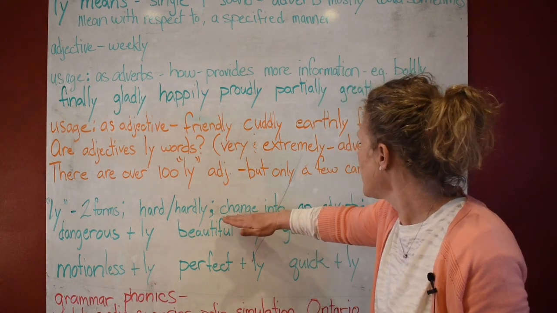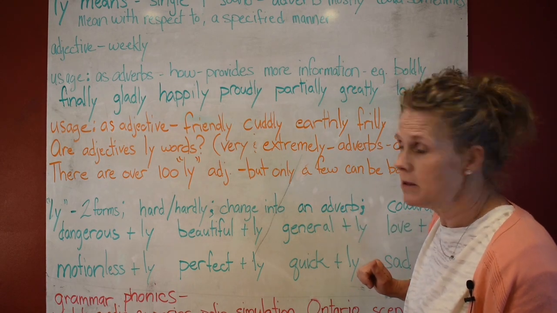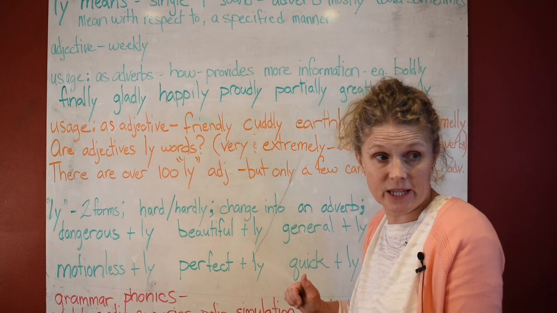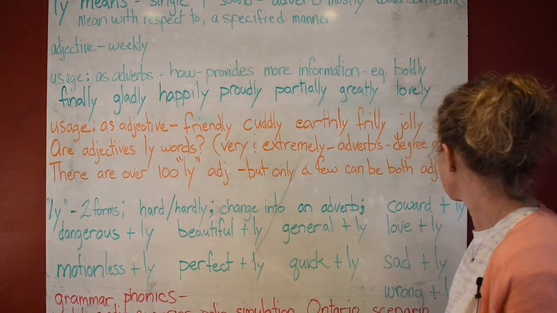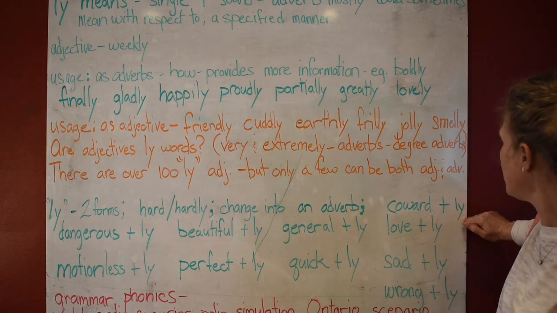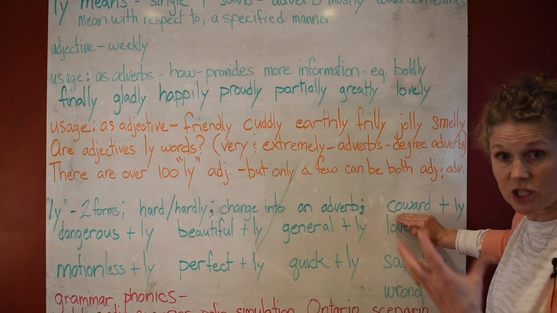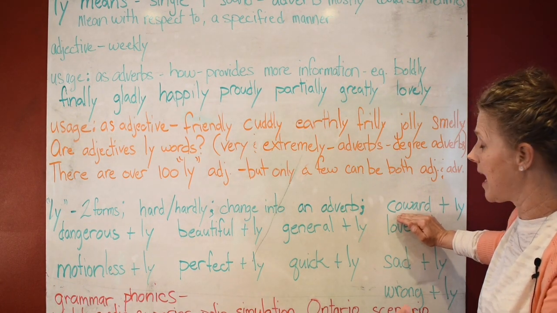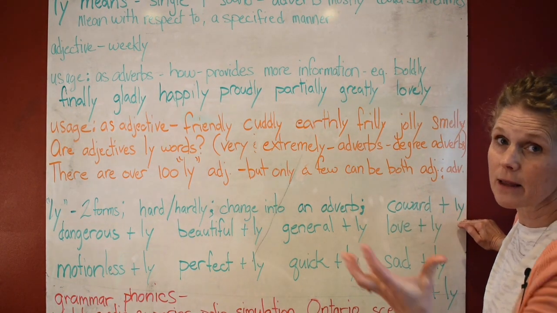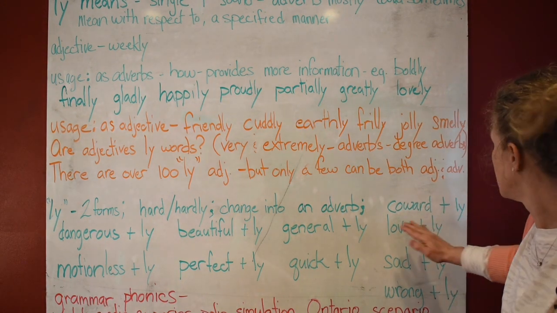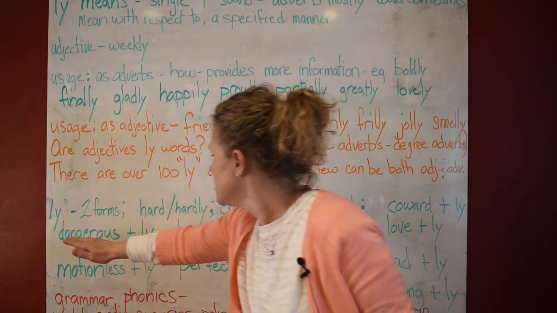So the lys change into adverbs. Most of them are adverbs. I would say around 80%-ish. So for instance, we have coward plus ly. So you have your base word coward, which is a noun. And this one actually acts as an adjective, the cowardly lion. Okay, do you see that? That would be an adjective.